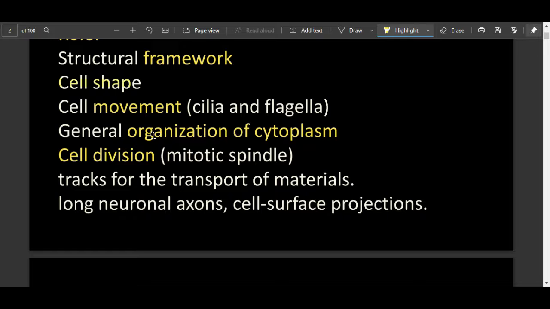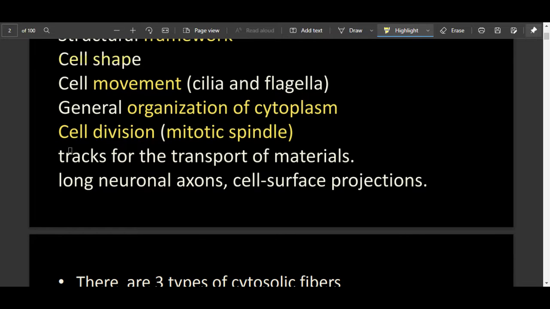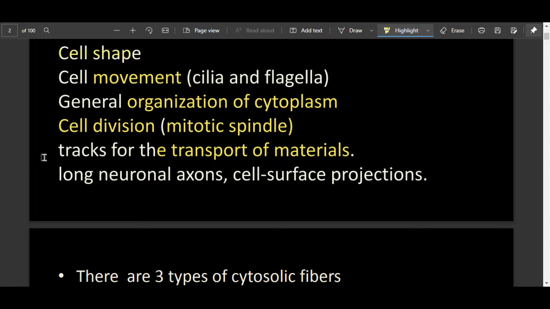Number four, cell division, where mitotic cell division is involved. Track for the transport of materials: the cytoskeleton is used as a track for transport of materials. And the last one, long neuronal axons and cell surface projections.